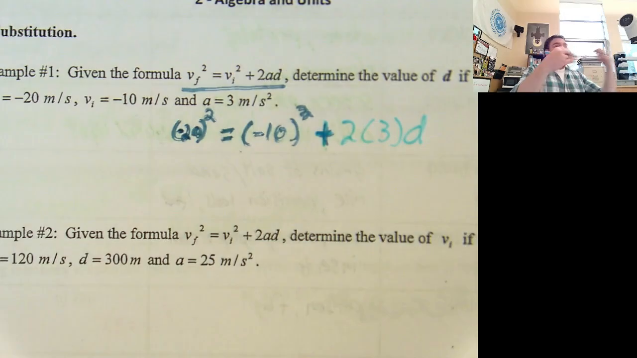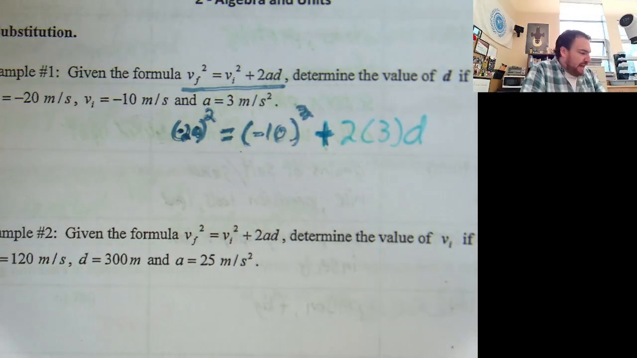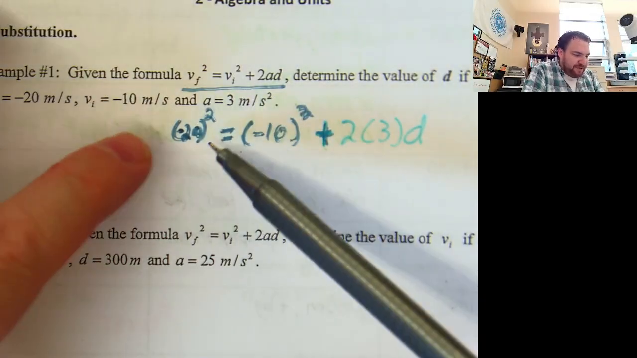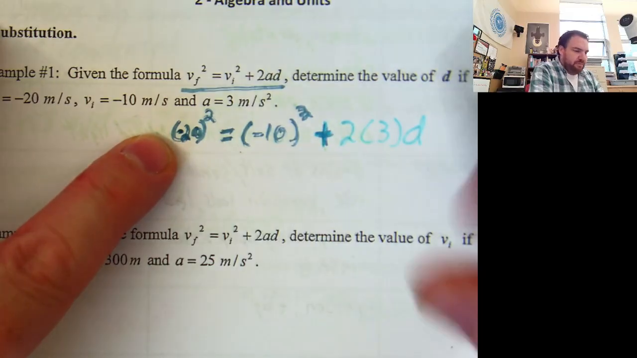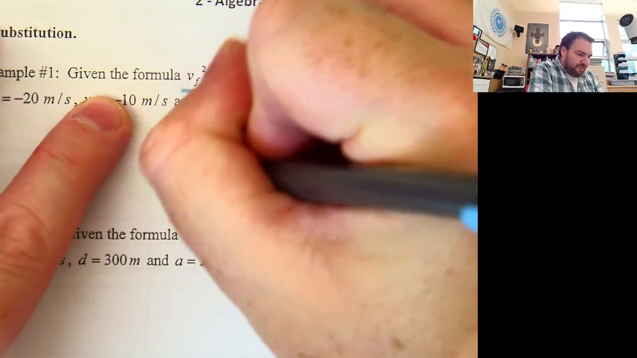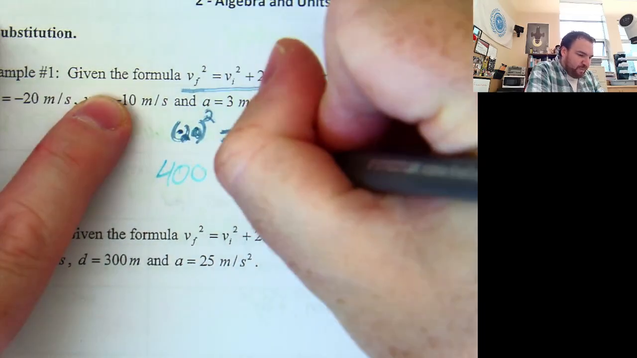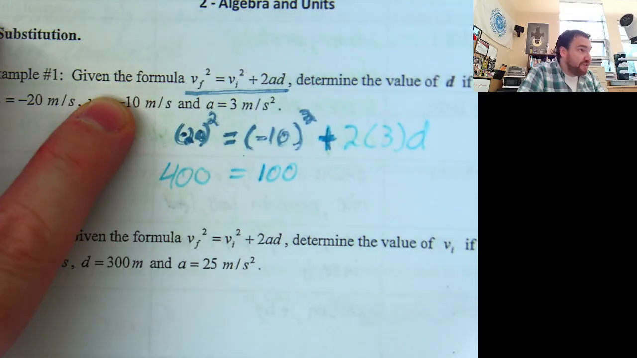And now we go through it. We simplify what you can, or you can move stuff around and just punch it in your calculator all in one shot. Either way, I would like to simplify it first, just piece by piece. 20 squared is 400. It's going to be 400 equals 10 squared is... Now, negative 10 squared is positive 100.